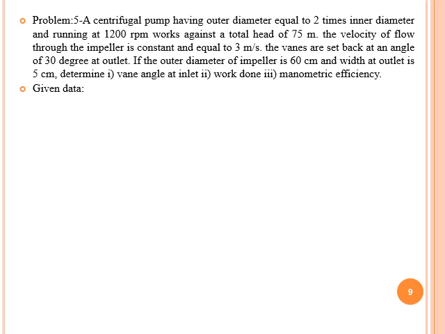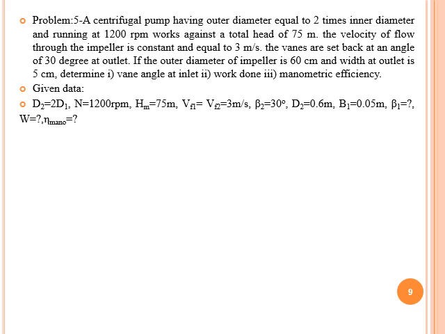So now list out the given data here, that is D2 is equals to 2 times of D1, N is equals to 1200 rpm, manometric head is equals to 75 meter. Now Vf1 is equals to Vf2 is equals to 3 meter per second, beta 2 is equals to 30 degree, D2 is equals to 0.6 meter, B2 is equals to 0.05 meter, beta 1 you have to calculate, and what is the work done and what is the manometric efficiency.